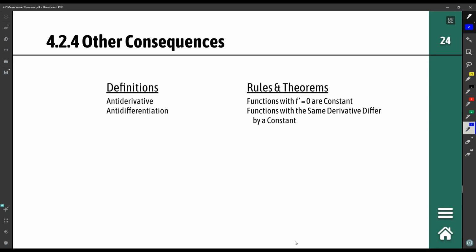We'll finish up our discussion of the mean value theorem by taking it a bit further and looking at some other consequences to the theorem itself. This is going to lead us into a couple of new definitions, antiderivative and antidifferentiation. And along the way, we're going to see some new theorems about the derivative of a function being zero and functions having the same derivative but differing by a constant.